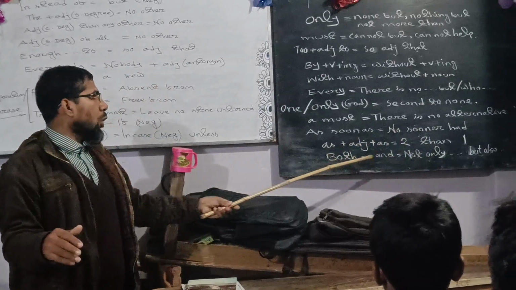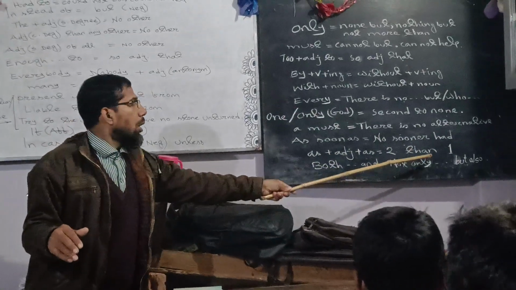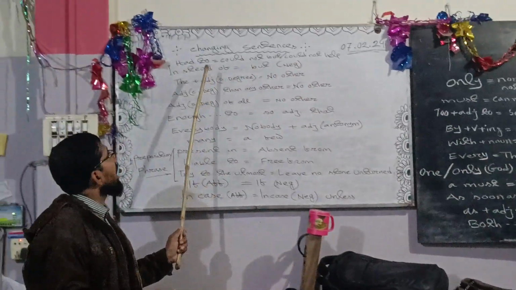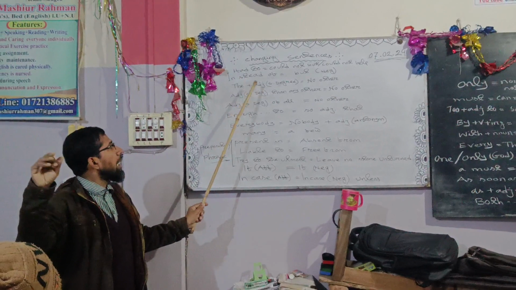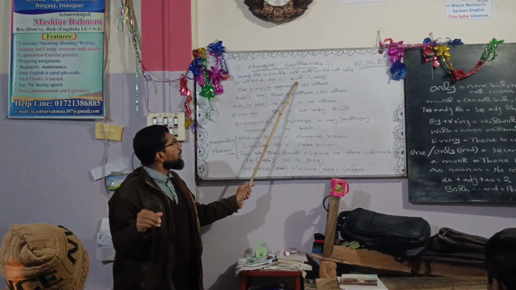Next, both dot dot and. It will be not only but also. Okay, we may come back to our another board. Had to: could not but or could not? Next, instead of: but.